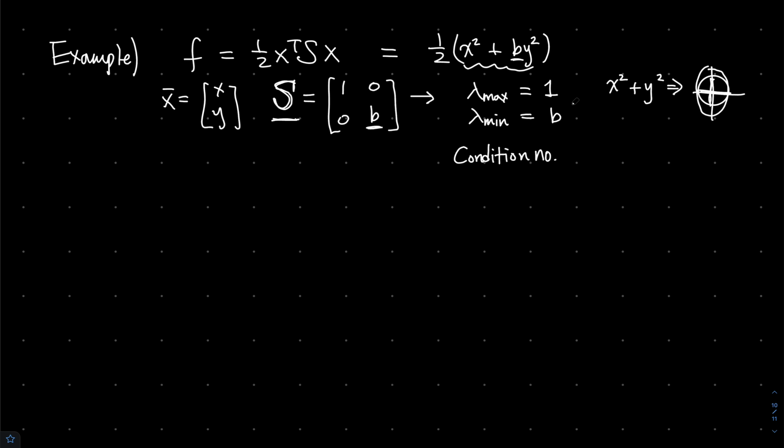And this number should apply to all matrices because it's based on the maximum eigenvalue and the minimum eigenvalue. So the condition number is the ratio between lambda max and lambda min, and here this is 1 over b. This is often denoted as kappa, the Greek letter kappa. Here, because we have such a simple matrix S, this condition number is very easy to compute, but for more complex, larger matrices, it might be more difficult to find.